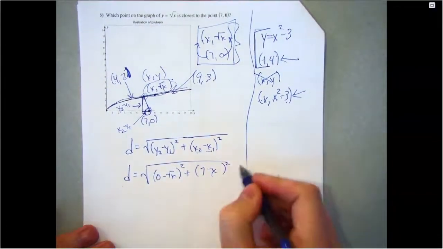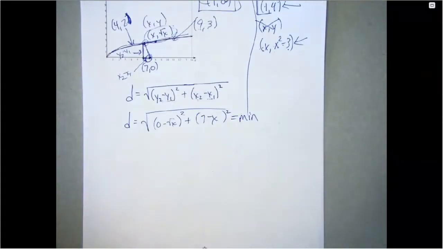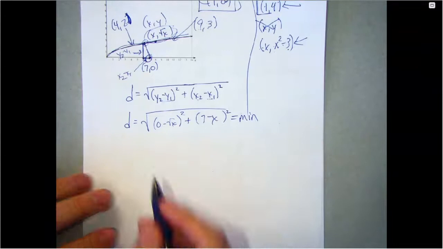Okay, so this is what we want to minimize, so that equals min, right? I want to take the derivative eventually, but I would like to do some simplifying before I do, because that looks like a giant mess.